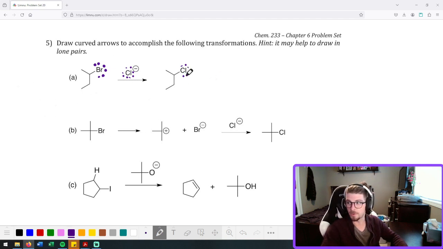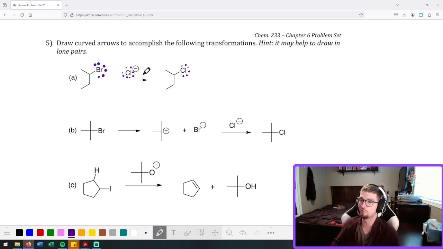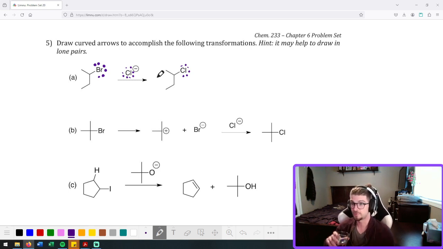Okay. So, right off the bat, this is just a simple exchange of this bromine atom for a chlorine atom. And all we've got here is a Cl minus, a chloride anion. As I just said, things that are nucleophilic tend to have a lot of lone pairs around them, or a minus charge, which this chloride has. And so that is fairly clearly going to be our nucleophile.